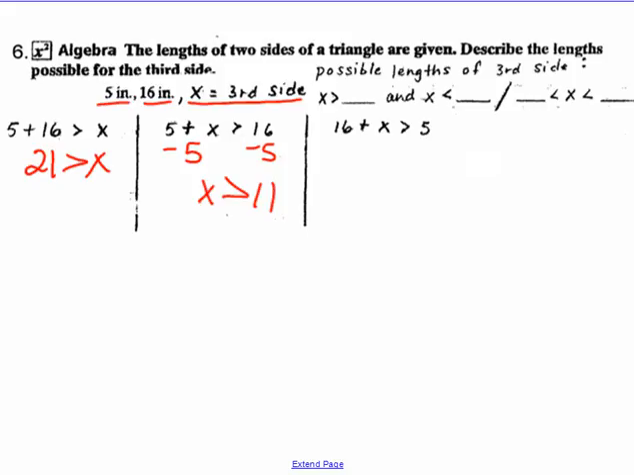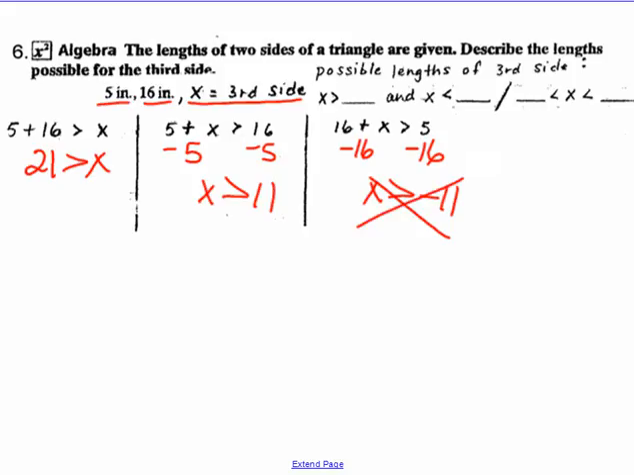Now for the third equation, I have to get x alone, so I'm going to take 16 away from both sides. And I've got x is greater than negative 11. Well, we can't have a negative length, so this one we're not going to use.